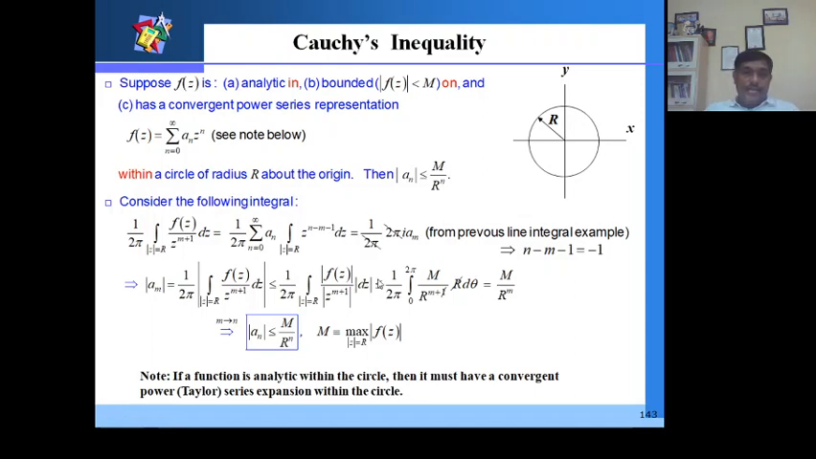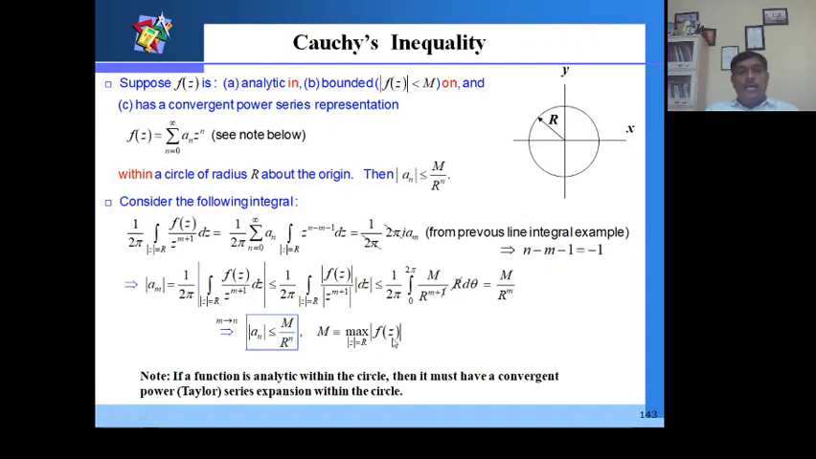That is, if you integrate each integral, then this is less than or equal to 1 by 2 pi integral from 0 to 2 pi, because it is a circle centered at the origin, and it goes from 0 to 2 pi, and mod f is bounded by M, so that is M divided by r to the power of m into r d theta. Then the r's get cancelled, and M by r to the power n and M are the same. Then mod a n is less than or equal to capital M divided by r to the power n.